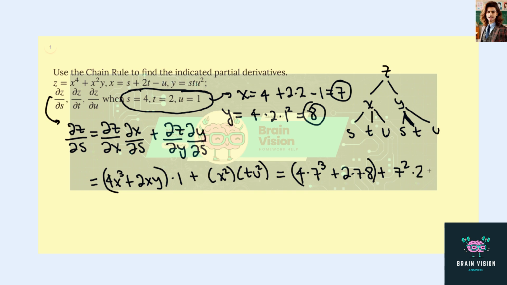And so go ahead to the calculator or just go to the side and work this out. I'm getting 1582, and that's our first answer.